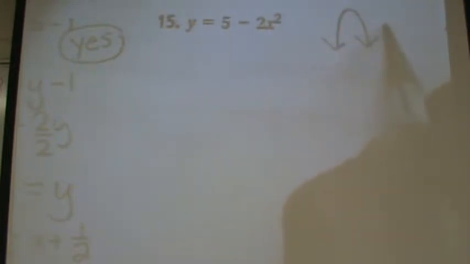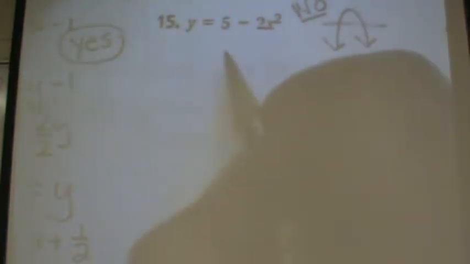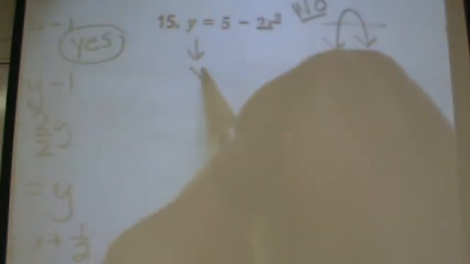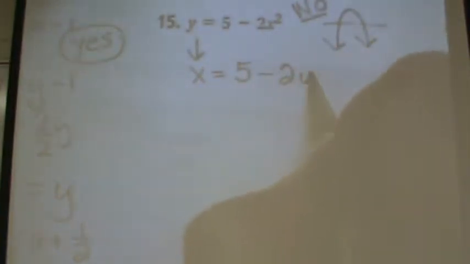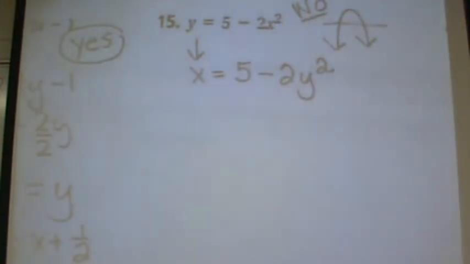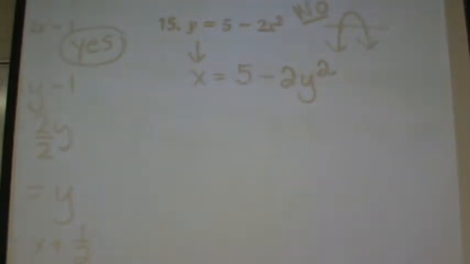Number 15. What does this thing look like when you graph it? Parabola. It's an upside down parabola. Is this 1 to 1? No. We can still find the inverse of this relation. It's just not going to be a function. So how do you do that? You're going to write x equals 5 minus 2y squared. How do you solve for y now? Subtract 5. Subtract 5.